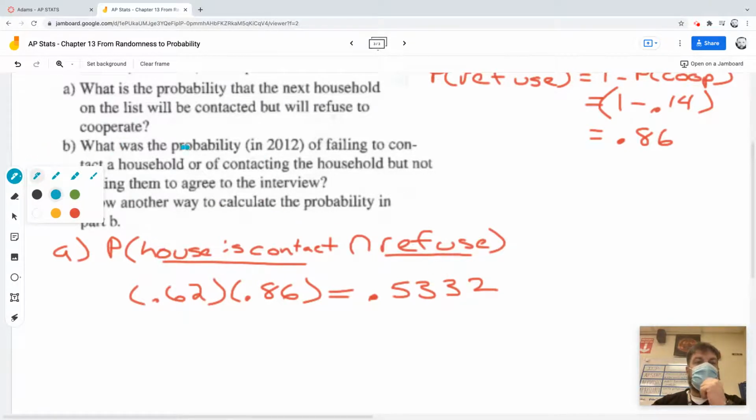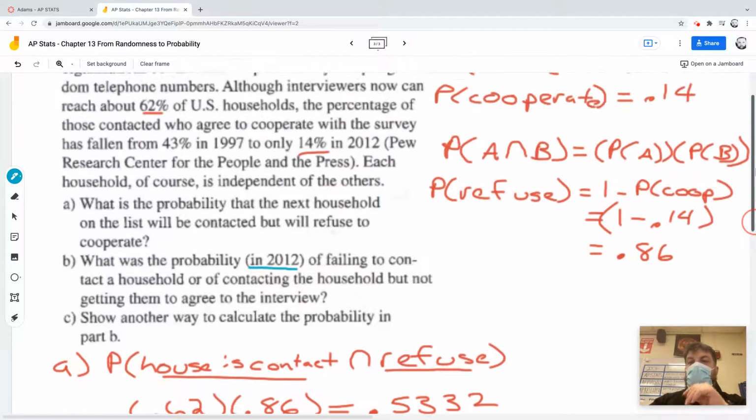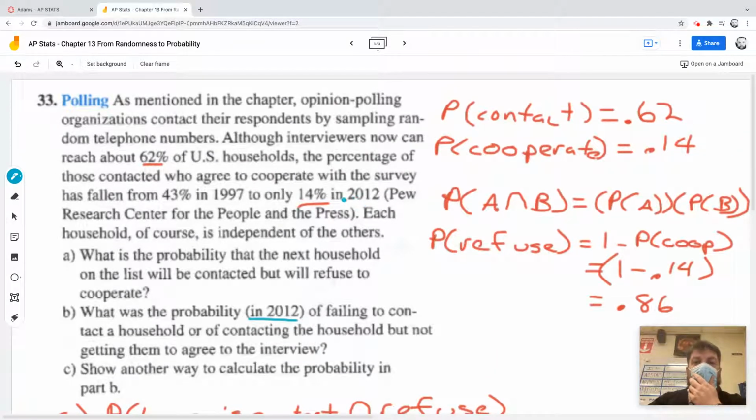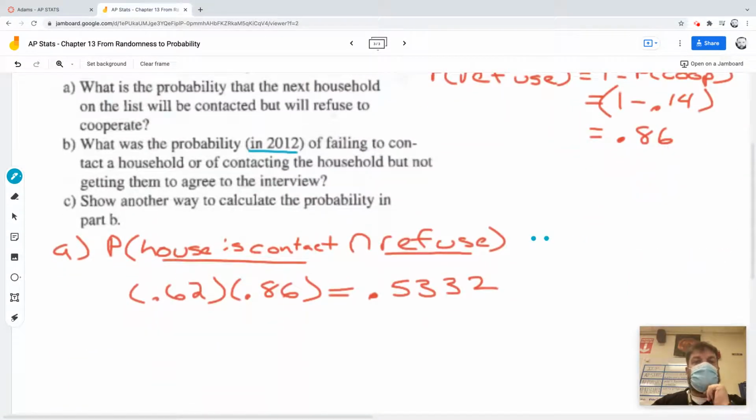All right, so now for part B, it says, what's the probability in 2012 of failing to contact but not getting them to agree to the interview? Oh, wait. See this little word? It says failing to contact or. So this is easy. I need the probability of, I'm just going to write, no contact.